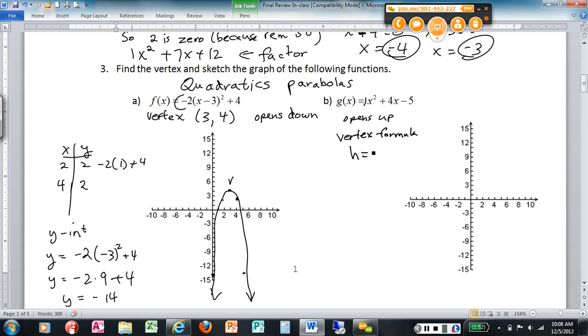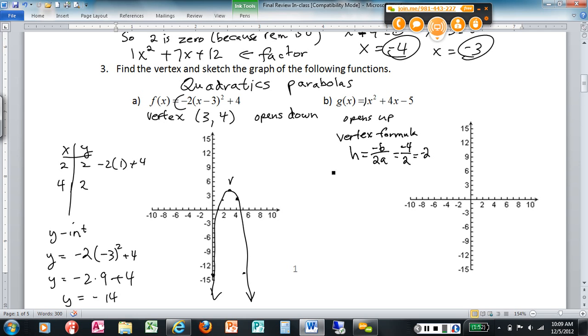Remember? One thing you might want to remember. It's negative b over 2a. The H of the vertex is going to be negative b over 2a, which in this case is, b is 4, so it'll be negative 4. A is 1, so that'd be 2 times 1, so H is negative 2.